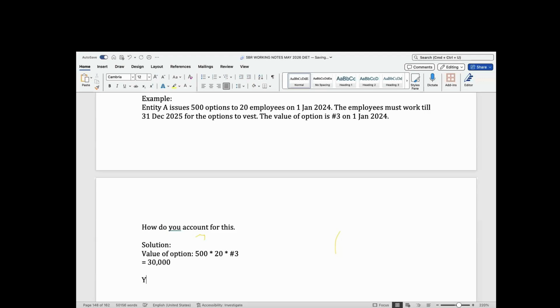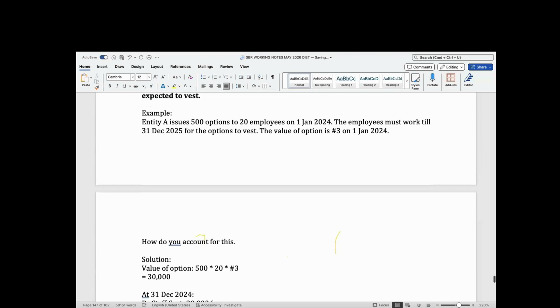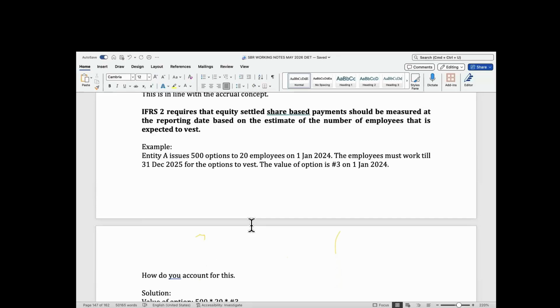30,000. So at the end of year one, which is 31st December 2024, we'll debit staff costs, but it's part of employee remuneration, with 30,000 divided by what's the vesting period? They're supposed to work for how many years? 5 years.